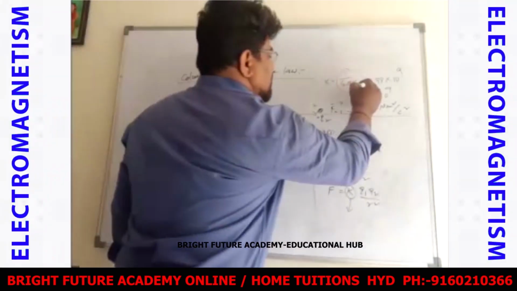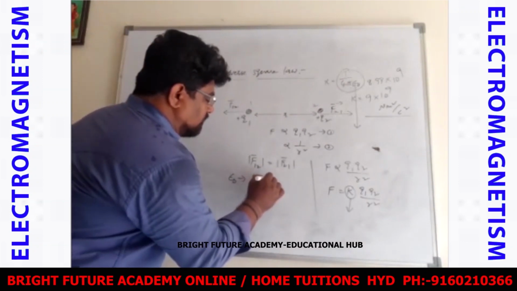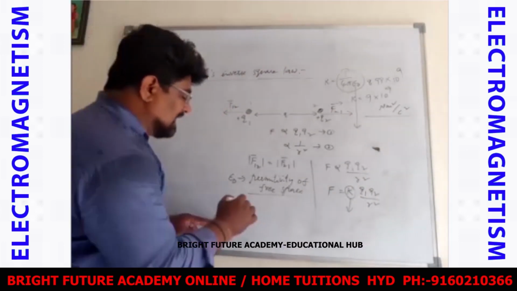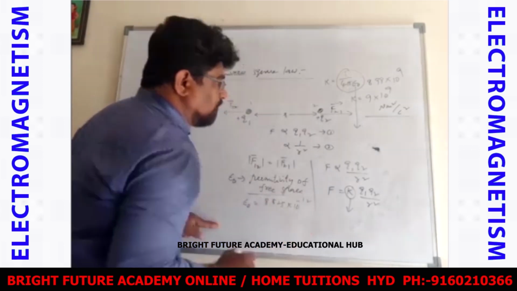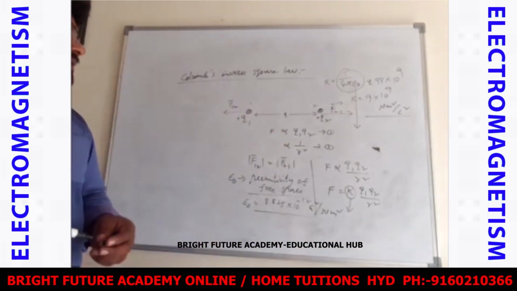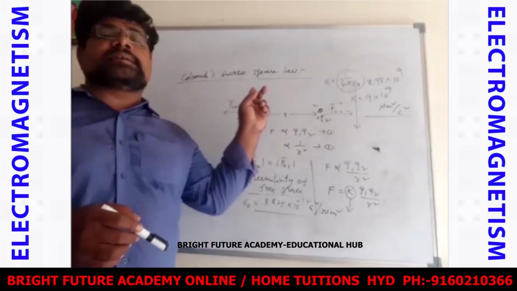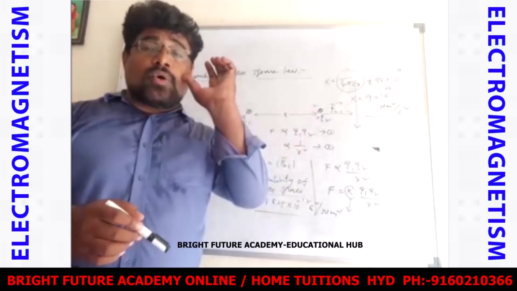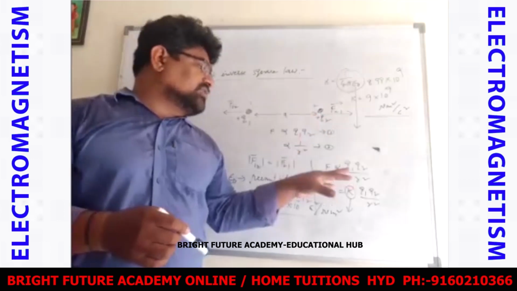So what is this epsilon naught here? Epsilon naught is the permittivity of free space, and the value of epsilon naught is 8.825 into 10 to the power of minus 12 coulomb square per Newton meter square. This is about Coulomb's inverse square law. One more point is that it is only applicable for point charges. It does not hold good for extended bodies. It only holds good for point charges.